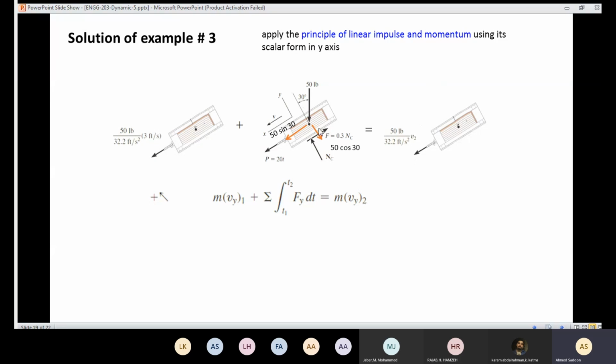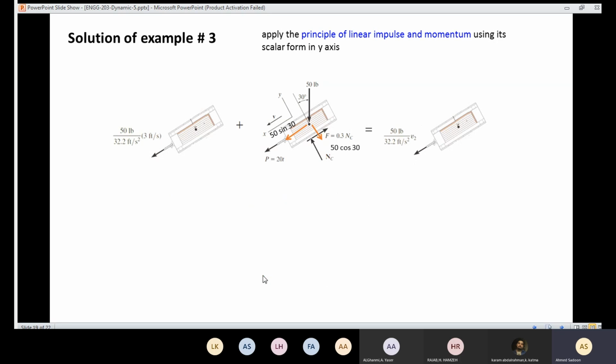Regarding the forces, I have the 50 cosine 30, and I have NC. NC is positive and is multiplied by the time interval, and 50 cosine 30 is negative and also multiplied by the time interval. So NC is going to be 50 cosine 30, which is 43.3 pounds. So now we have determined the value of NC.